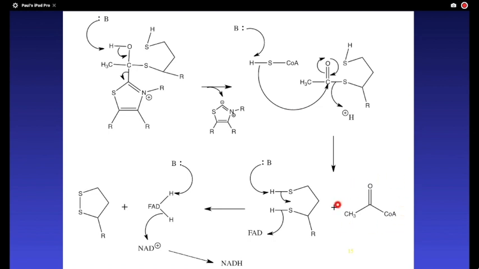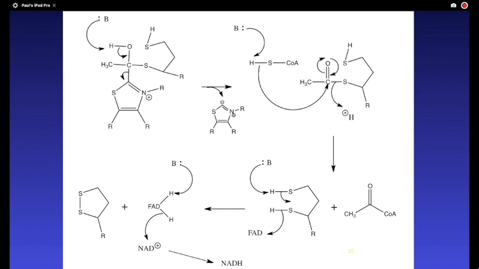I now have the acetyl-CoA, which will then go to the citric acid cycle. But I have a dead enzyme unless I do the oxidation here. Base, take one of the protons, I will attack the other sulfur. An electron pair, or a hydride, will be accepted by the FAD. This is my FADH2. I deprotonate that, and one falls off as a hydride to NAD plus to become the NADH.